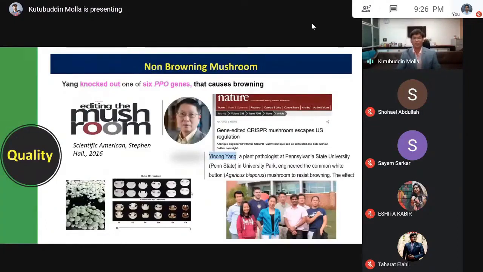Now, this is a non-browning mushroom. You know, if you cut a mushroom and keep it for a longer time, it becomes brown. This browning happens because of the PPO genes, that is polyphenol oxidase, and if you reduce the expression of that gene, then it would no longer brown as soon as the wild type. This is my supervisor that I worked with at Pennsylvania State University, Yinong Yang. He produced a non-browning mushroom by knocking out 6 PPO genes in this Agaricus species.